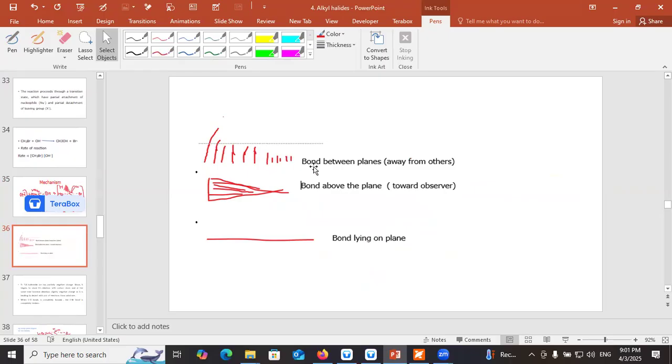These kinds of bonds lie below the plane, away from the observer, and this dark one is a bond above the plane towards the observer, and this is the normal bond lying on the plane. Three kinds of bonds.